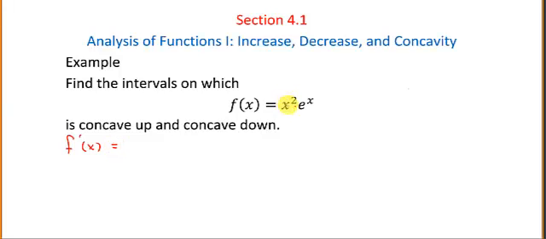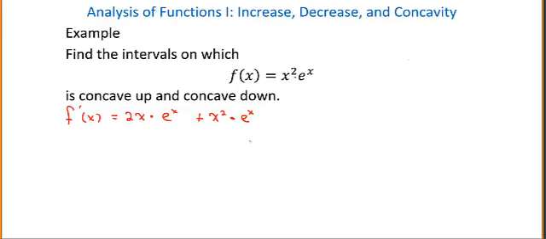All right, and remember we have to use the product rule. So take the derivative of x squared, that's 2x, times e to the x, plus x squared times the derivative of e to the x, which is e to the x again. Okay, so we have that. We aren't quite done yet because we need to look at the second derivative.